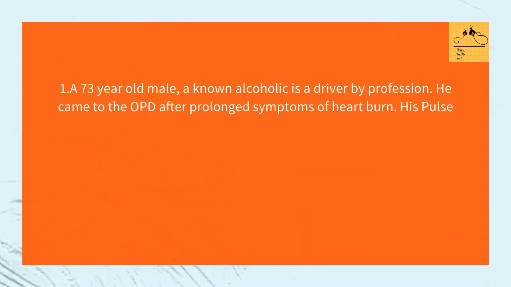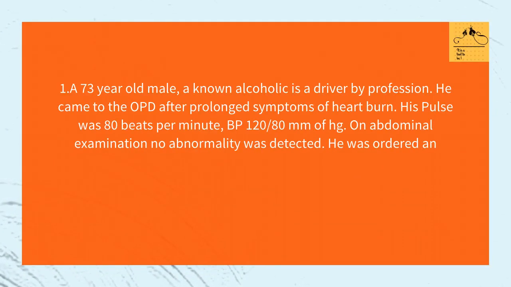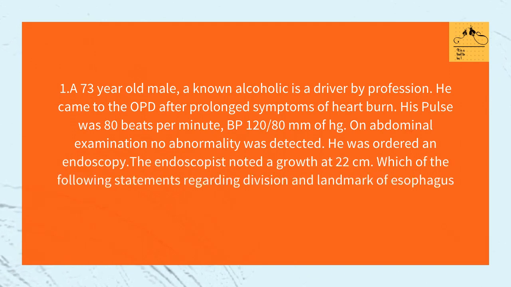1. A 73-year-old male, a known alcoholic, is a driver by profession. He came to the OPD after prolonged symptoms of heartburn. His pulse was 80 beats per minute, BP 120/80 mm Hg. On abdominal examination no abnormality was detected. He was ordered an endoscopy. The endoscopist noted a growth at 22 centimeters.